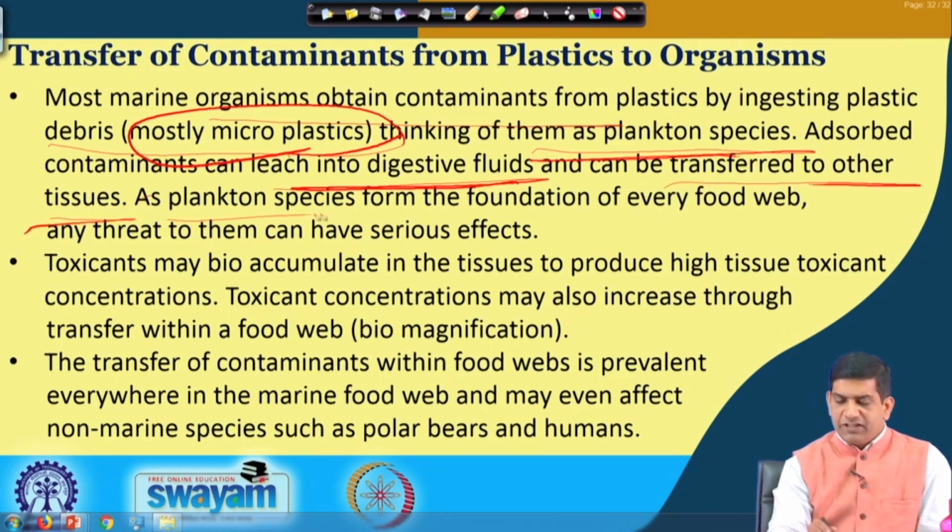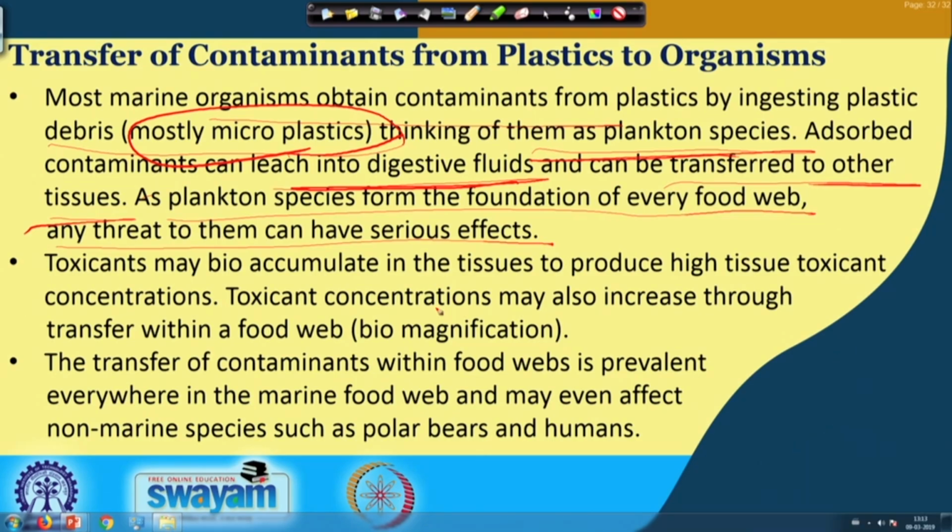So, as plankton species form the foundation of every food web, any threat to them can have a serious effect. If the plankton species are getting impacted, that will have a kind of food chain impact, where things will go into the higher levels of the food chain. Toxicants may bioaccumulate.